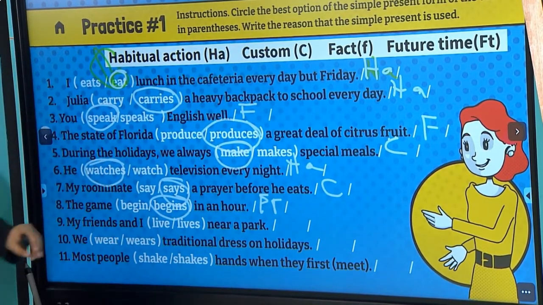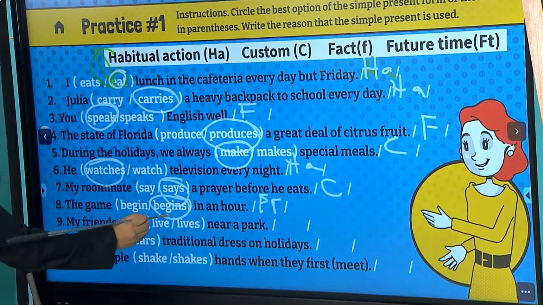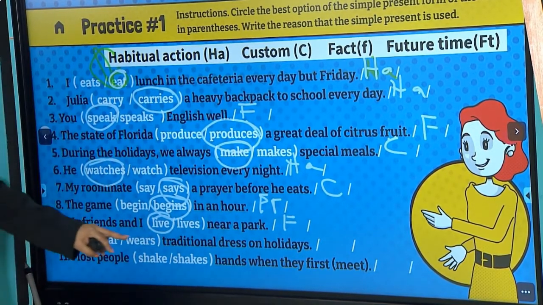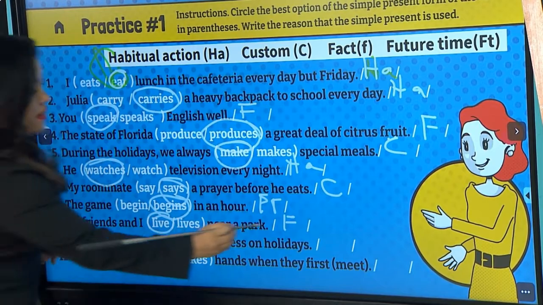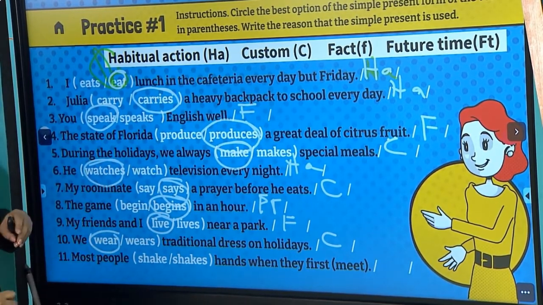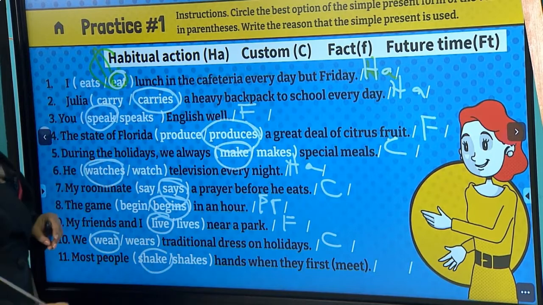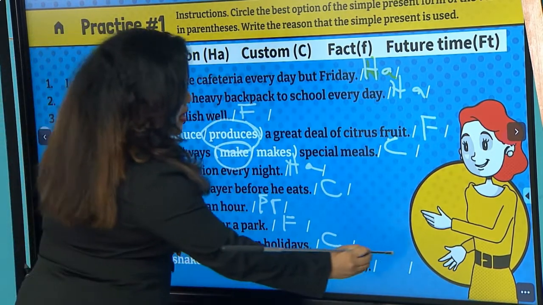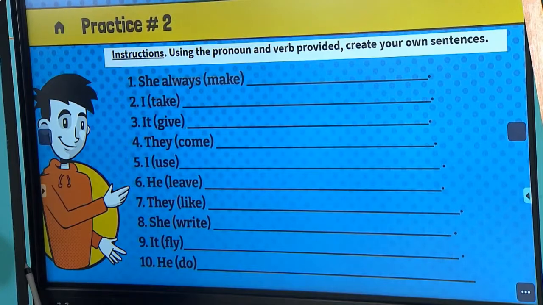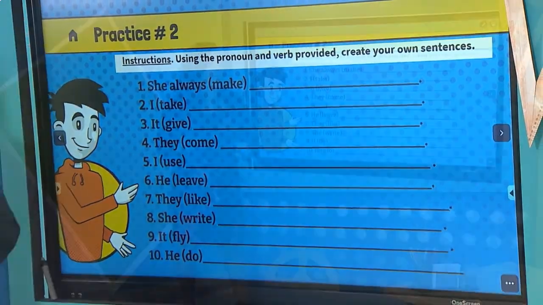My friend and I live near a park. Very good. And this is a fact. We wear traditional dress on holiday. This is a custom, right? So we wear, and most people shake hands when this is a custom. Very good. Okay. Let's see the practice number 2.